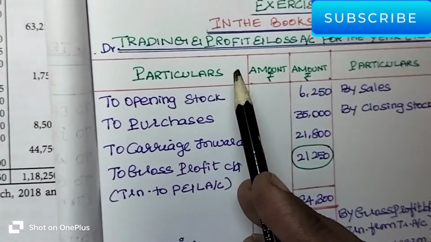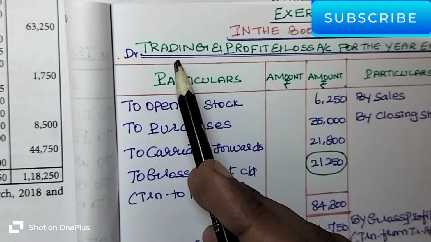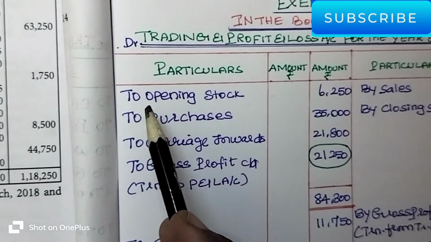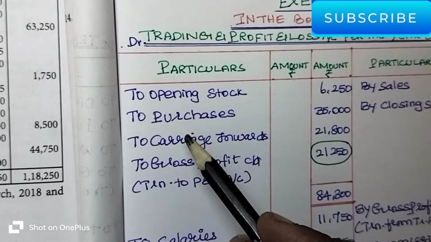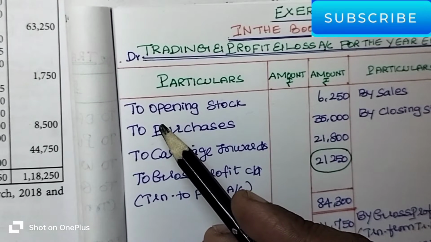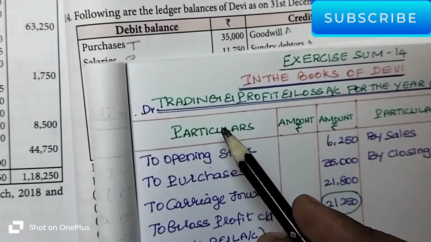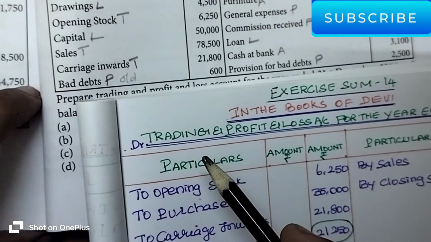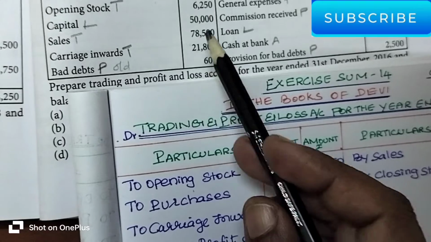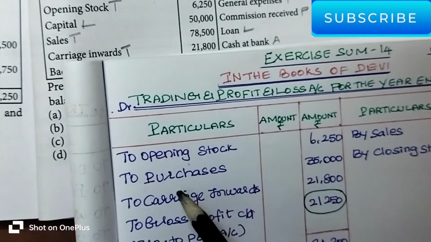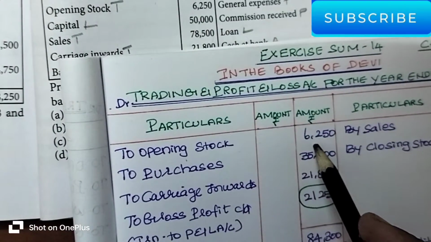Okay, let's go for trading. Let us prepare the trading account. Always start with the debit side, it is easy for you, so always start with the debit side with opening stock. On the debit side of the trading account, the opening stock amount is 6,250. We have entered 6,250 here.